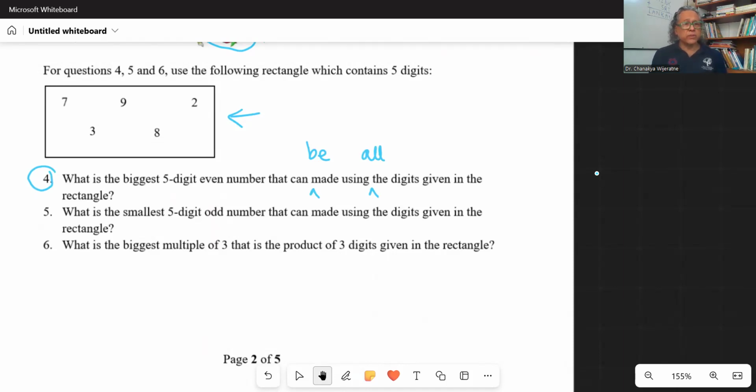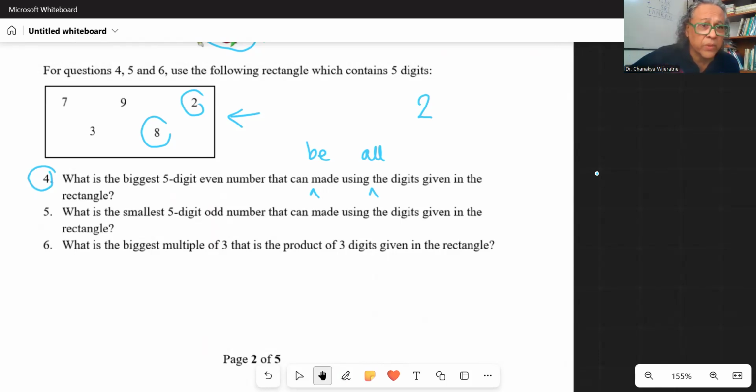It has to be even. There are 2 even digits in the rectangle, 2 and 8. Since we want the biggest 5-digit number, we put the smallest even digit 2 as the unit digit, because that makes sure that the number is even. The unit digit is 2, and then the other digits, 7, 9, 3, 8. We start from the smallest.